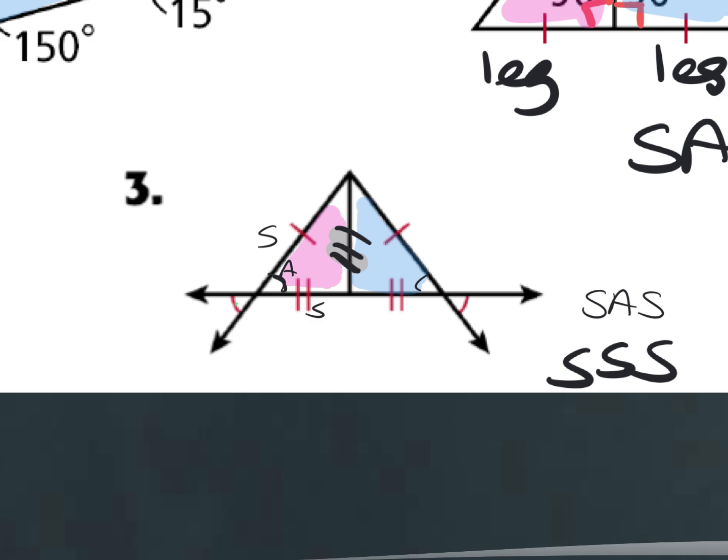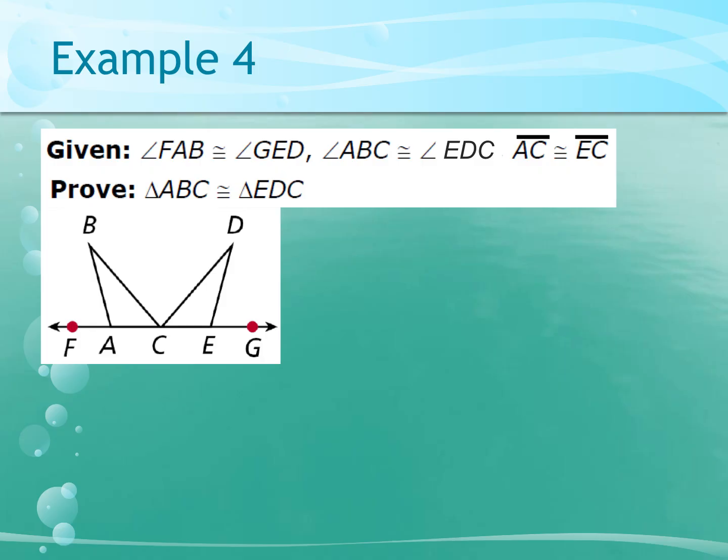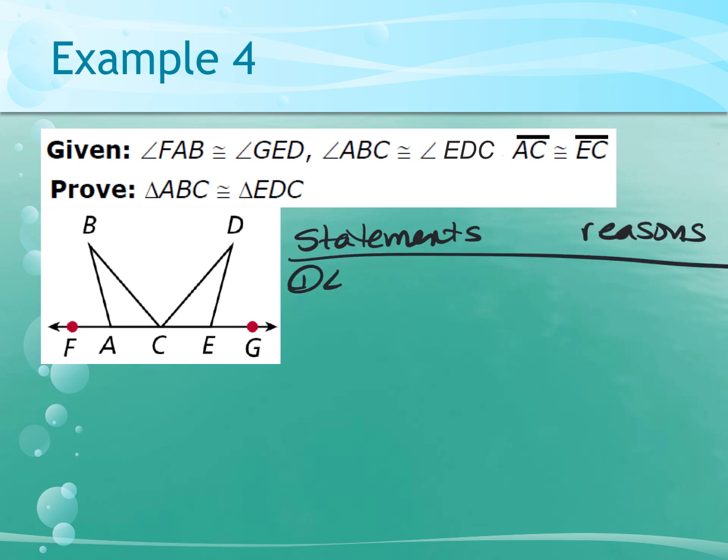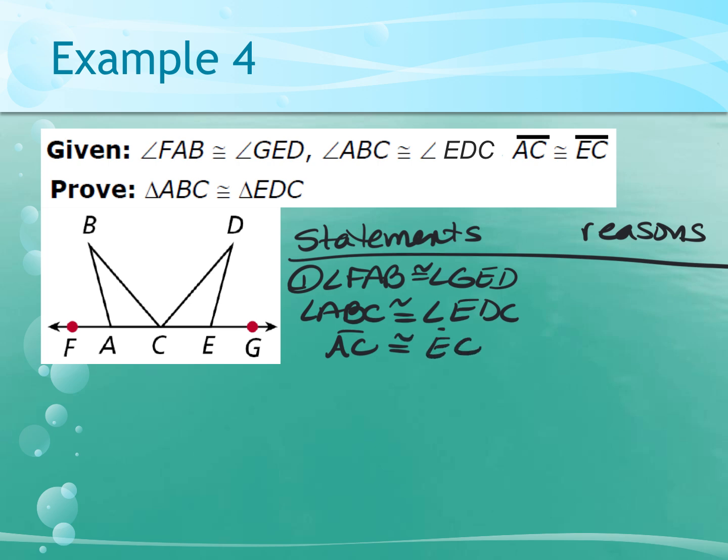All right, one last example. It is a proof. All right, so let's set up our columns. So statements and our reasons. State all this given. Angle FAB is congruent to GED. Angle ABC is congruent to angle EDC. And segment AC is congruent to segment EC.